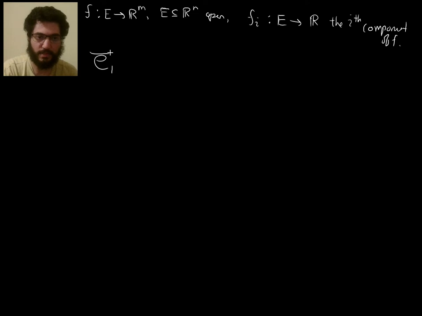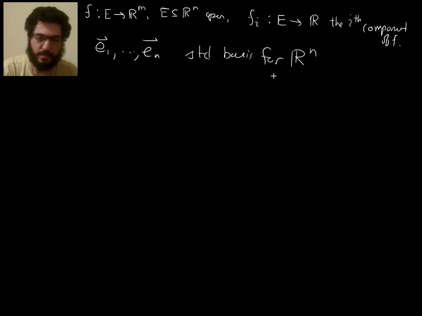So we'll use e_1 through e_n for the standard basis for R^n. Standard basis, you know what that means. e_1 is the vector 1, 0, 0, 0, etc. And then we'll use u_1, I'm basically just following Rudin's notation, through u_m as our standard basis for R^m.